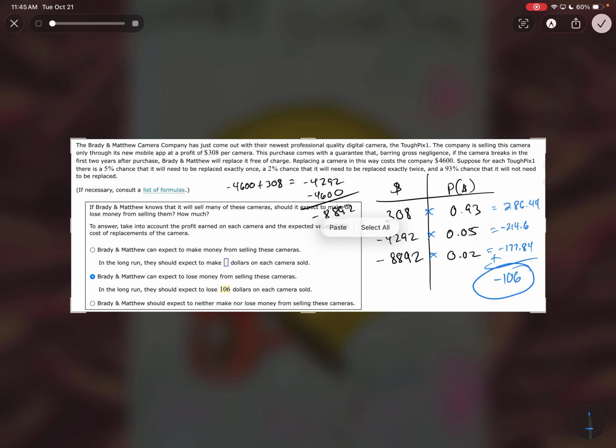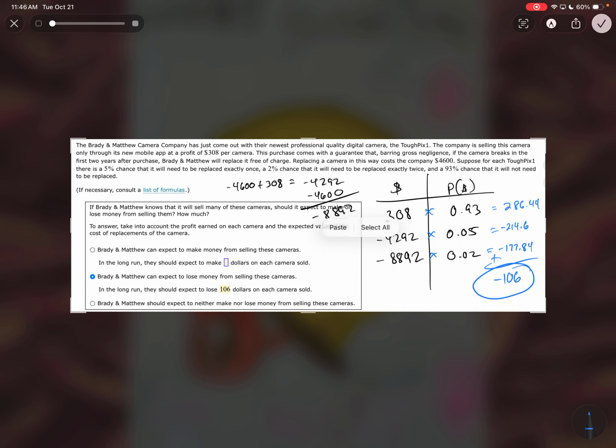So this is where an actuary, a quantitative analyst, somebody would come in and say, hey, we're losing money because our cameras are breaking so much. So instead of charging 308, let's charge more. We've got a bad product that breaks all the time, so we're going to charge more. Sounds about like America, right?